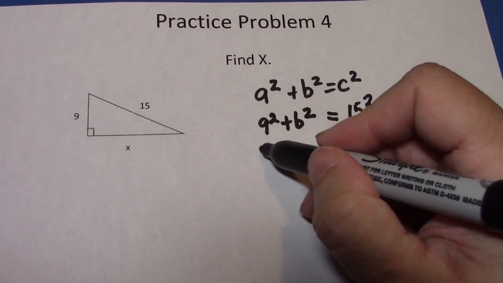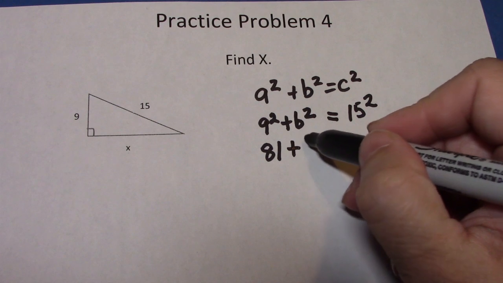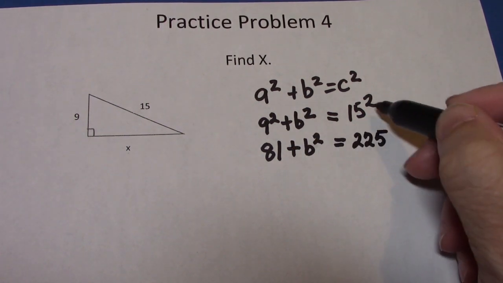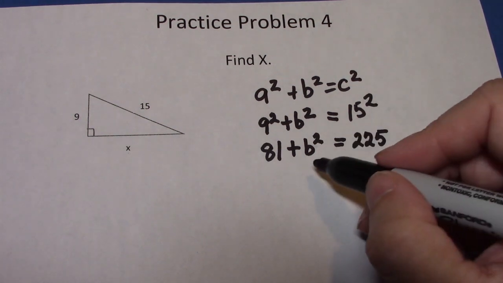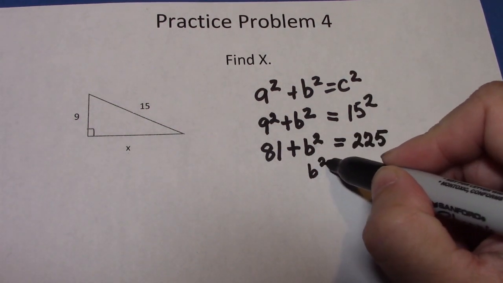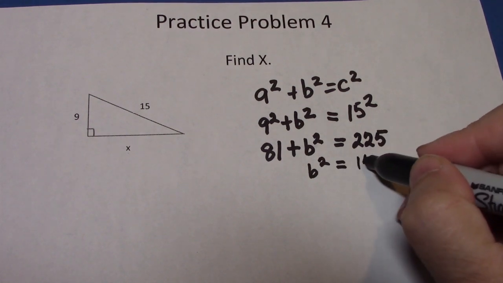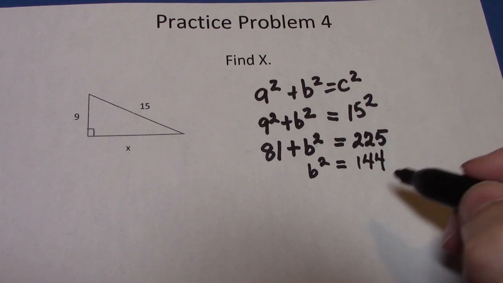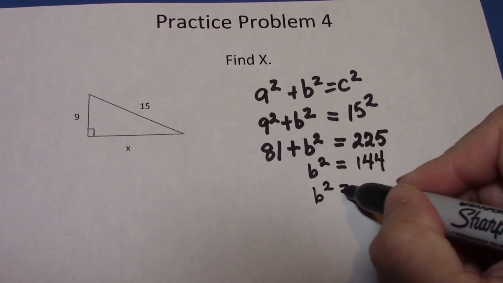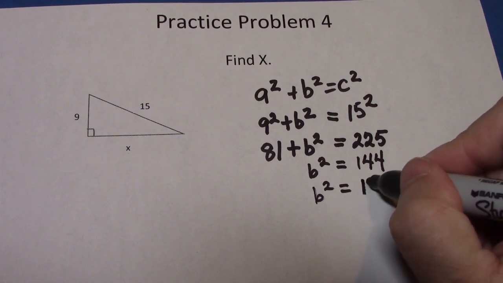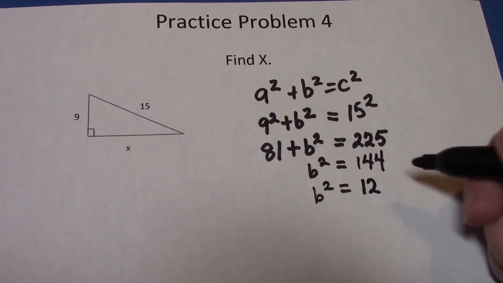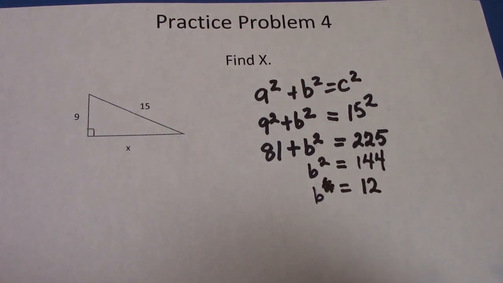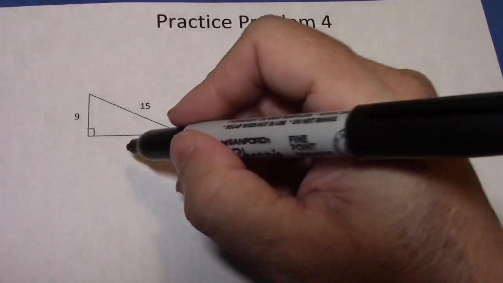So 9 squared is 81. That's 9 times 9. Plus b squared equals 225. That's 15 times 15. That means that b squared equals 144. I've subtracted 81 from both sides. And now if we take the square root of both sides, the square root of 144 is 12. That's because 12 times 12 equals 144. Whoops, that shouldn't have a squared sign on it. So this is b equals 12.